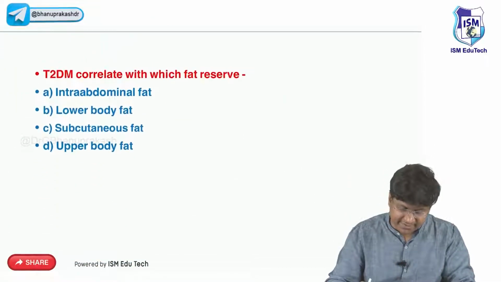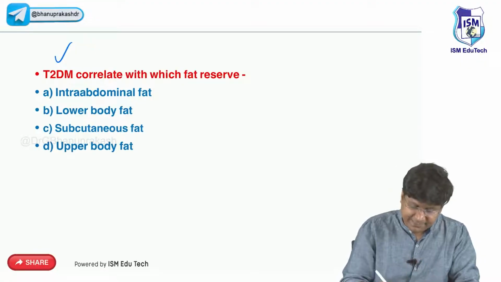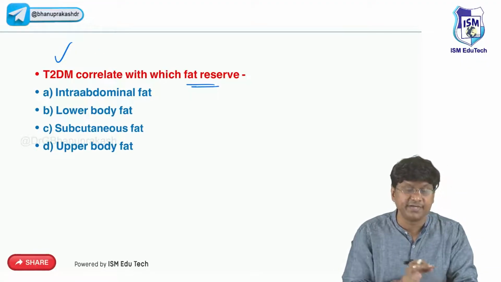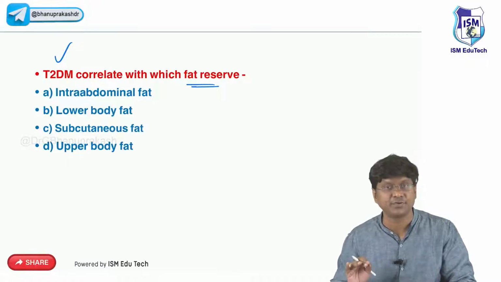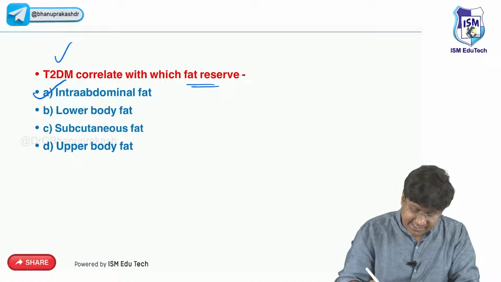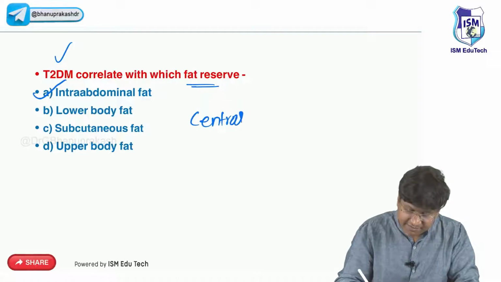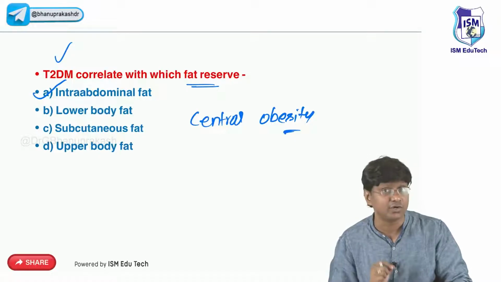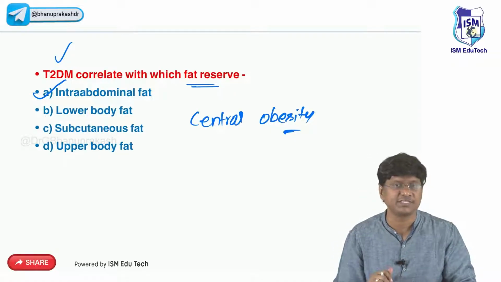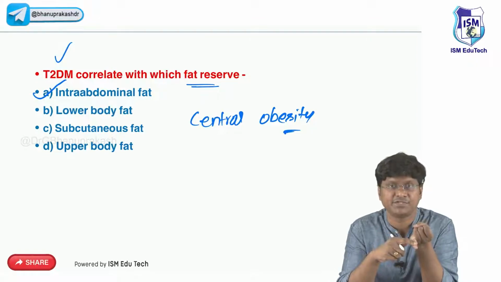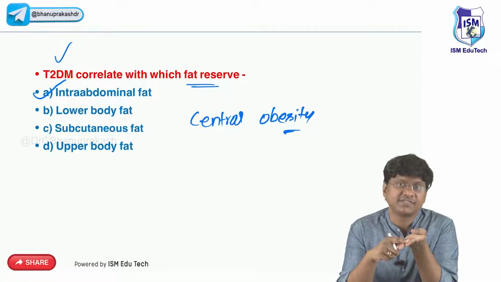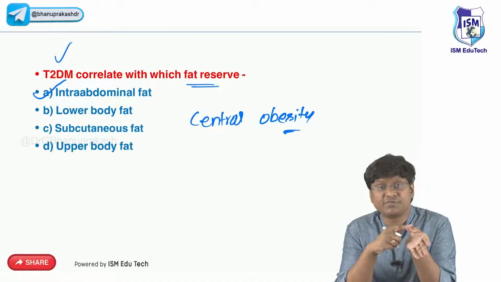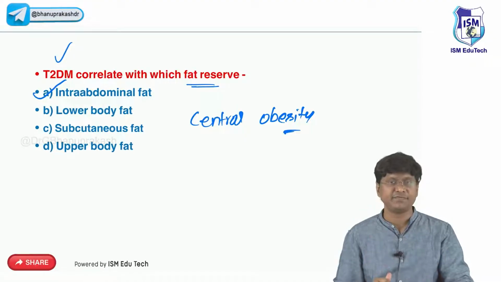Now, if you take the risk factors for type 2 diabetes mellitus, which fat reserve does it correlate with? Intra-abdominal fat, lower body fat, subcutaneous or upper body fat. Remember, it is central obesity which is a very, very important risk factor for the development of type 2 diabetes mellitus. And you have many other risk factors, like vitamin D deficiency, family history, very, very important, smoking, sedentary lifestyle, and consumption of an excessive fatty diet. These are all the risk factors for the development of type 2 diabetes.